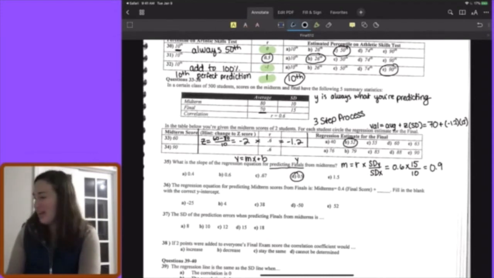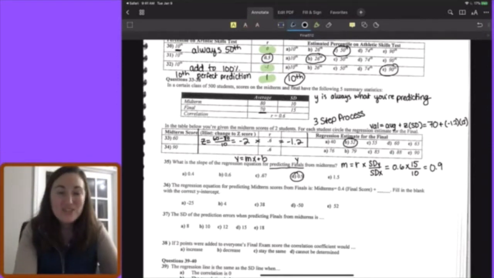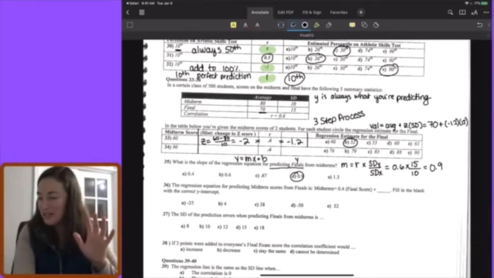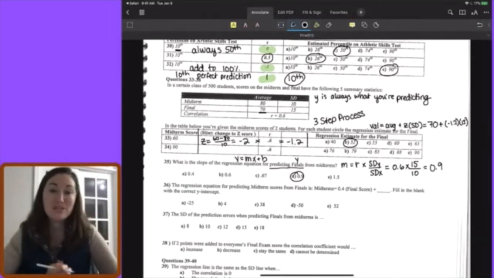One question that I get asked a lot is, is the second variable always y? And the answer is no. Double check with the question, because especially depending on the randomization or what version you have, you might be predicting finals, you might be predicting midterms, so just double check.